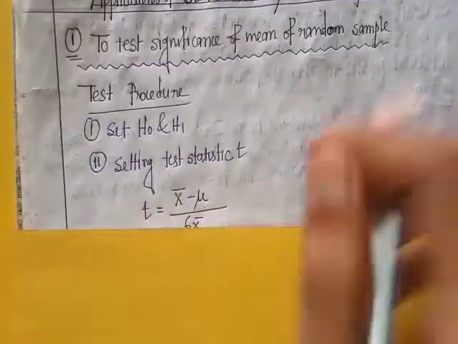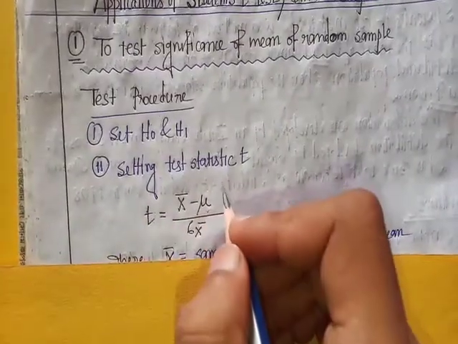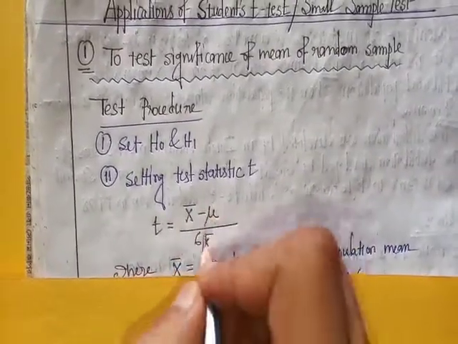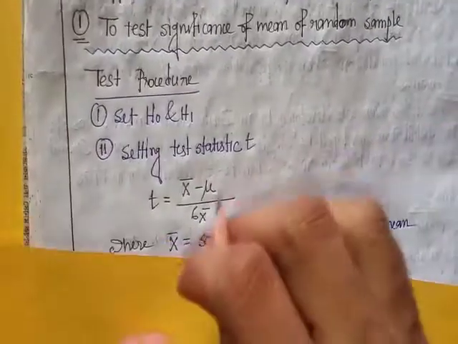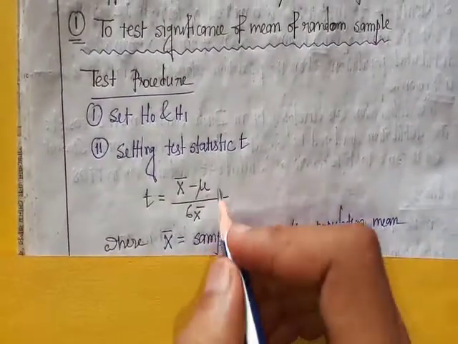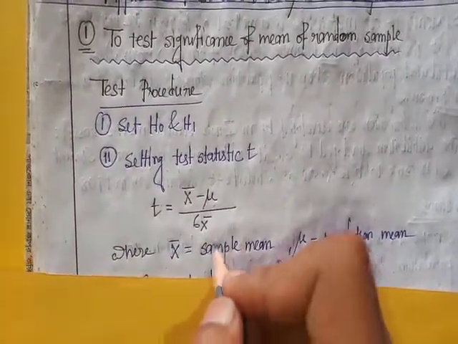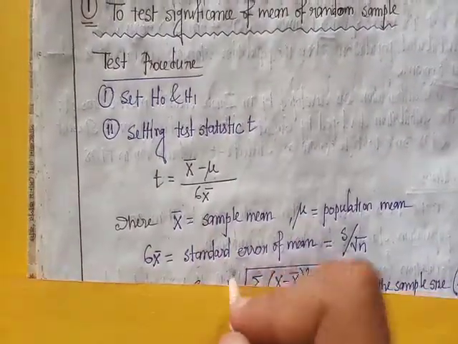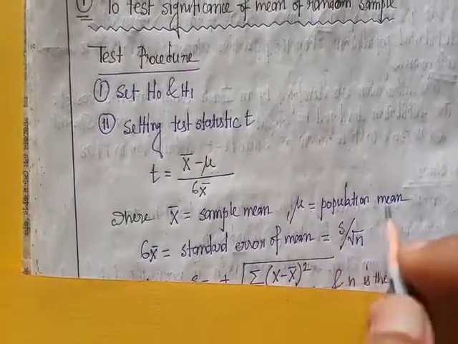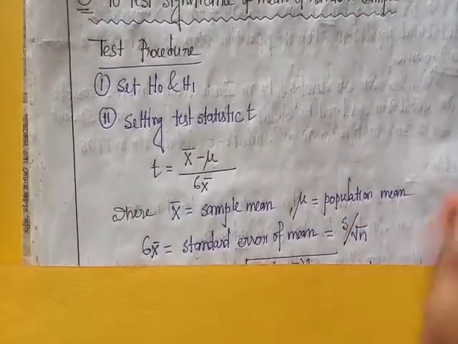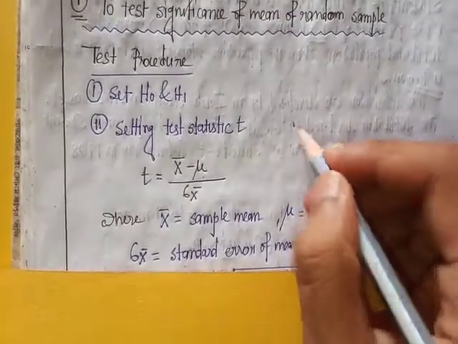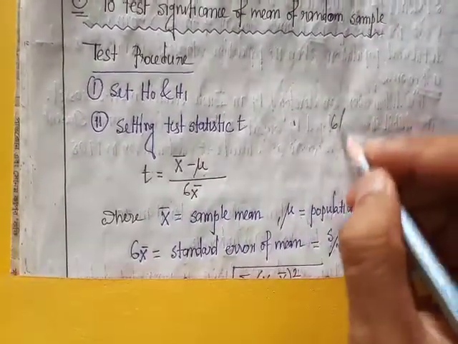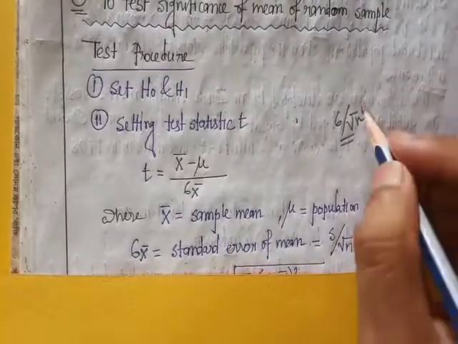Next, setting test statistics. The formula of test statistic T equals x bar minus mu by sigma x bar, where mu is population mean, x bar means sample mean, and sigma x bar is standard error of mean. The formula of standard error of mean is s by root n. But for large sample test, formula of standard error of mean is sigma by root n.